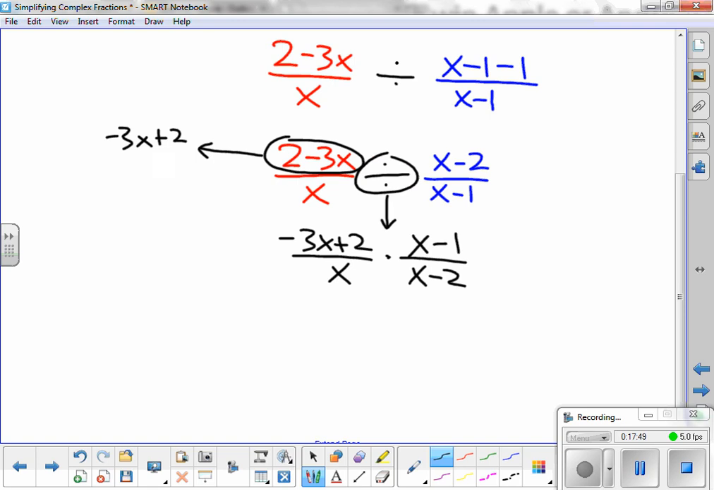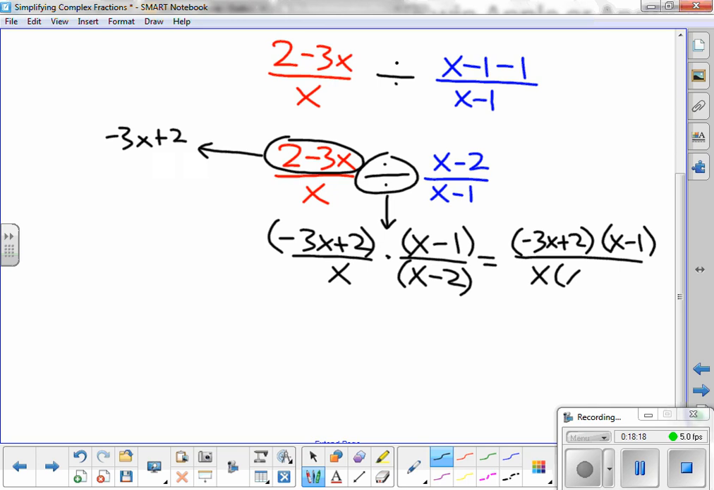Okay. Next thing is to figure out what this is. Can it be factored? No. Can that be factored? No. That one can't. That one can't also. And if you remember from the other one, I said if it doesn't factor, put it in parentheses. So when you do this one, it's going to be negative 3x plus a 2 times an x minus a 1 all over x times x minus 2.